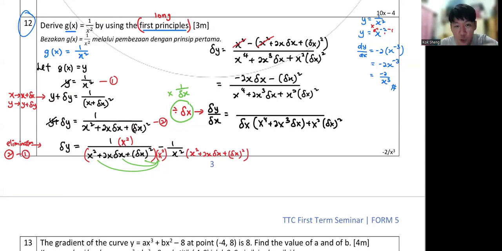Can see? So for the top there, these two also got delta x, right? We can factorize out the delta x. Good job. Yes, we can cut. Nice.